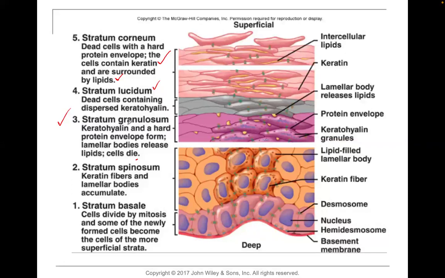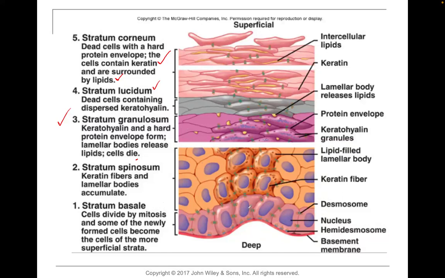It's made of the keratin, the keratohyalin, and a hard protein envelope that forms here. And there are these little grainy lamellar bodies that release fats and lipids to try and keep the skin a little bit more on the moist side. Then we have the stratum spinosum, which is made up of keratin fibers and also lamellar bodies that start to accumulate. And all the way at the bottom is the stratum basal layer.